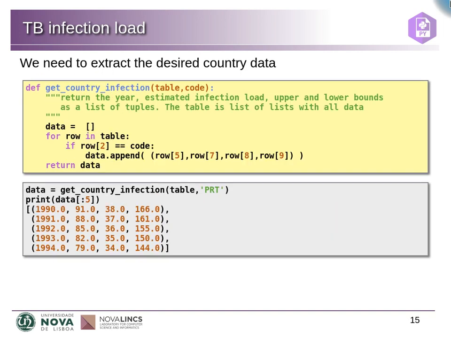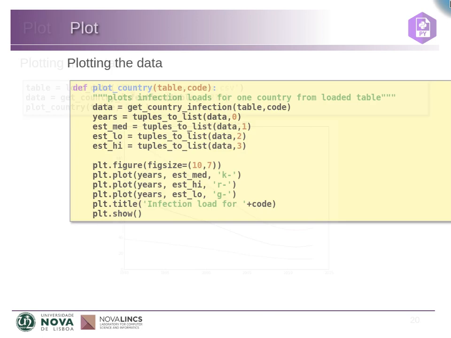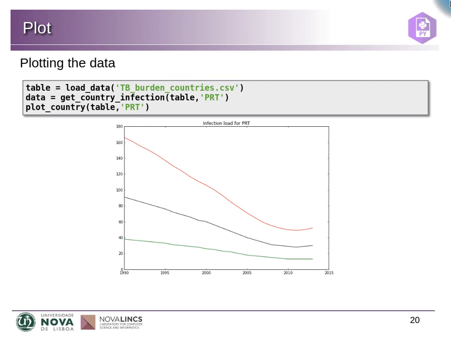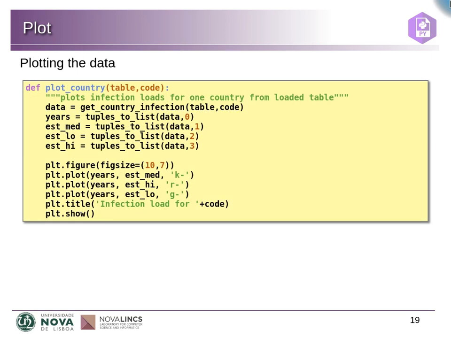We don't need that for plotting. And then we can test the plot function by giving it the whole table and the code of the country that we want. And this is what the plot function will do. Note that the plot function has no return, because this one does not return any value. It just shows the graph. So we just leave it like this, and when the interpreter reaches the end of the function, it just returns none, and the function is over.